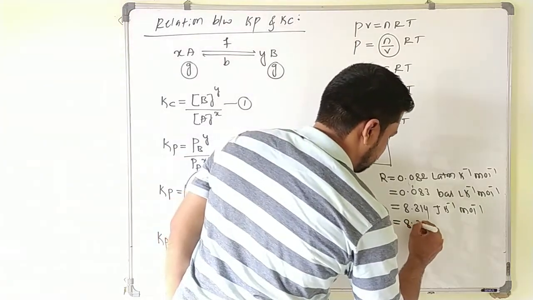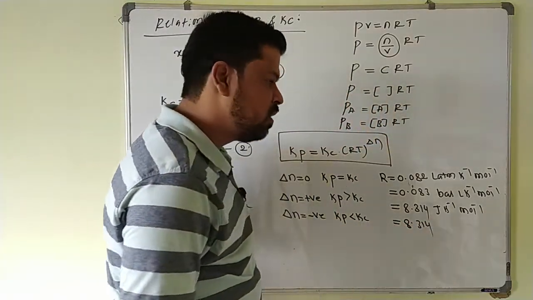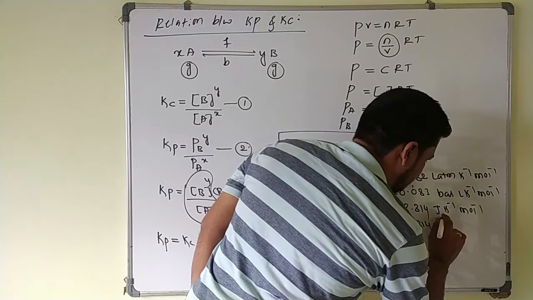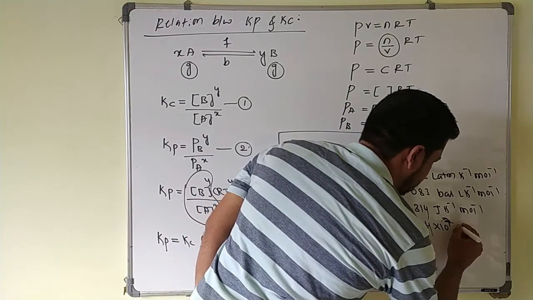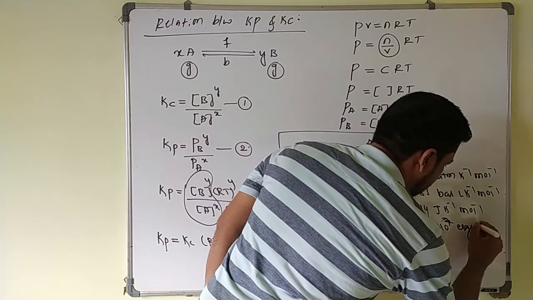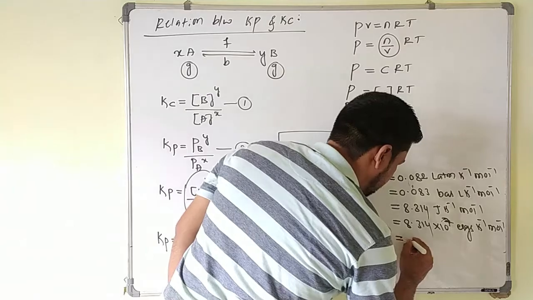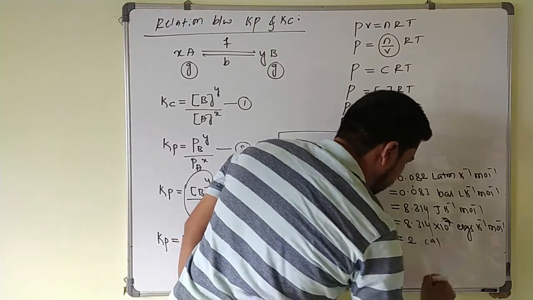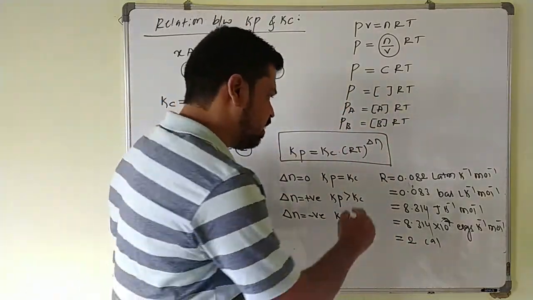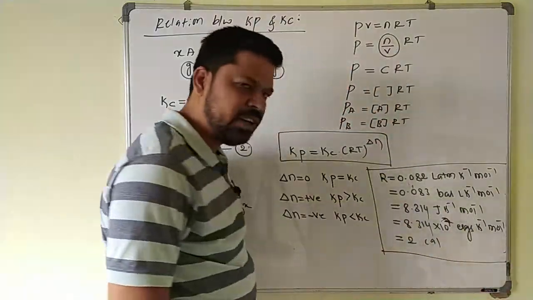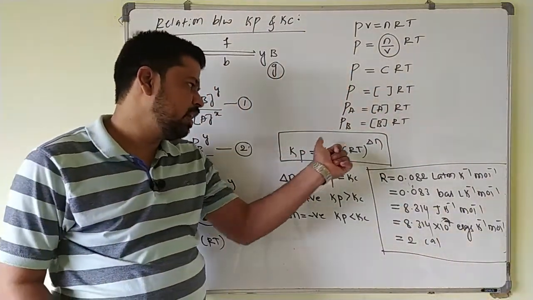Or else you can take it in terms of ergs, 8.314 into 10 power 7 ergs per Kelvin per mole, or else this is nearly equal to 2 calories. So these are the different values of R based on the different units. So this is the relation between Kp and Kc.